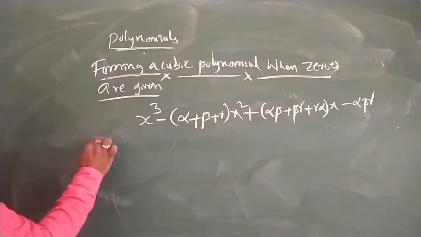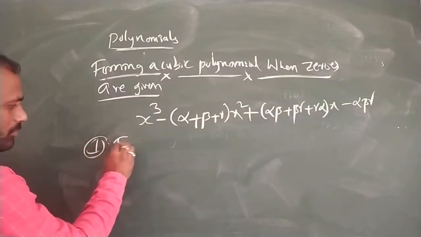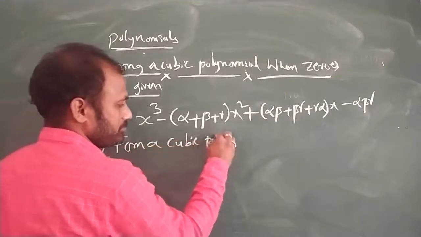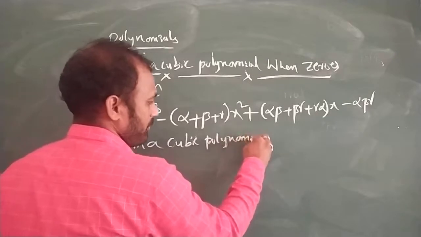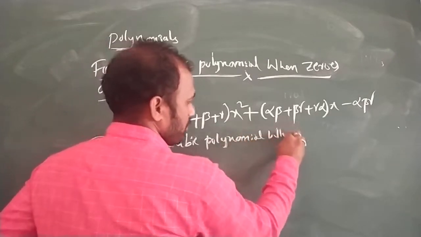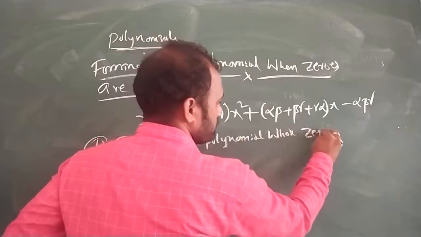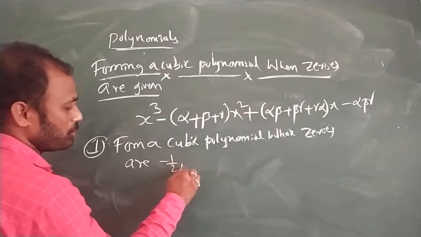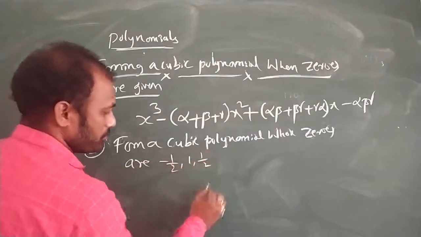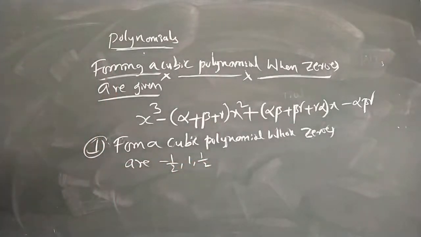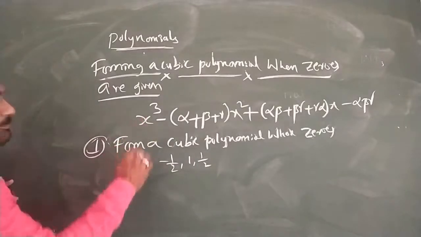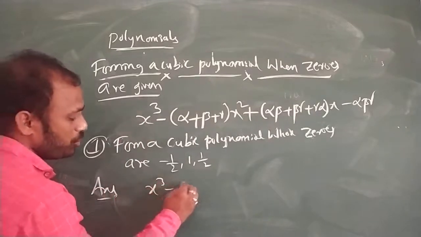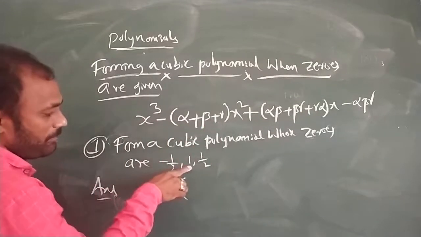Let us do one question. Form a cubic polynomial whose zeros are minus 1 by 2, 1, 1 by 2. These are the zeros. So the answer: let us substitute in the formula x cube minus (alpha plus beta plus gamma)... this is alpha beta gamma.